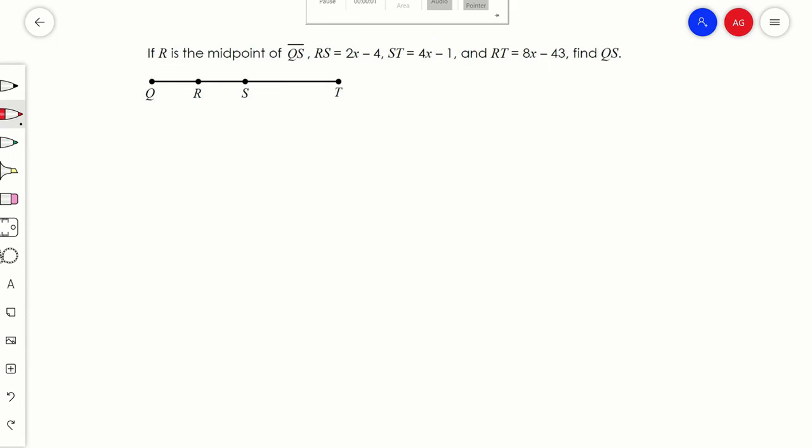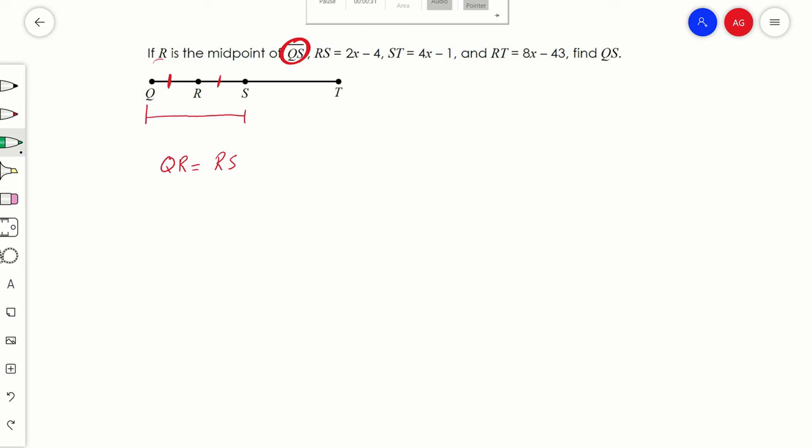All right, so here's another one that you guys had a little bit of trouble with. And so it states, if R is the midpoint of QS, so that's important. So QS is this segment here, and they're telling you that R is a midpoint, so therefore QR and RS are congruent. So I'm going to write that down here. I put QR congruent to RS, and I get that because they're telling me R is a midpoint.